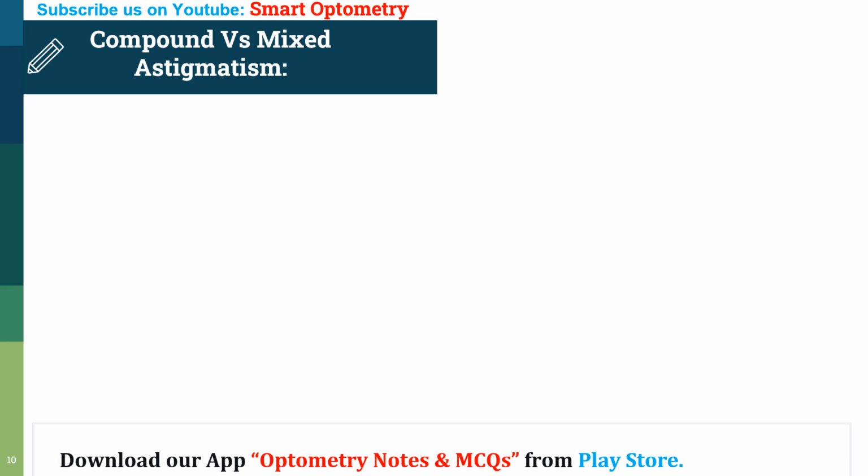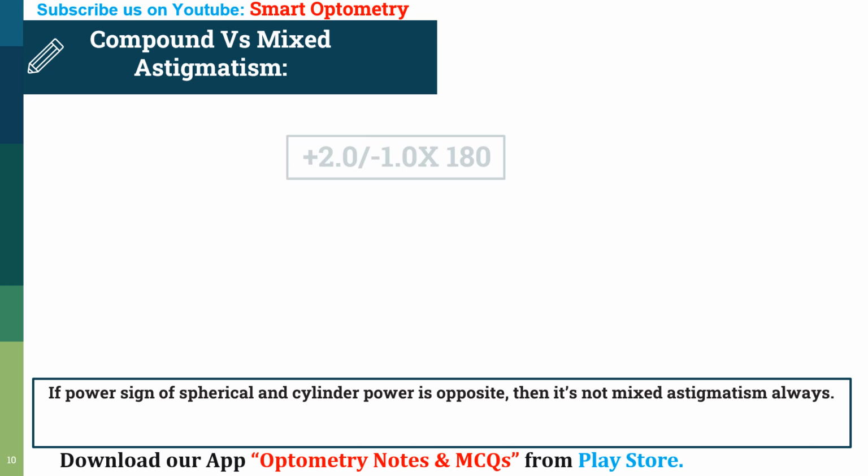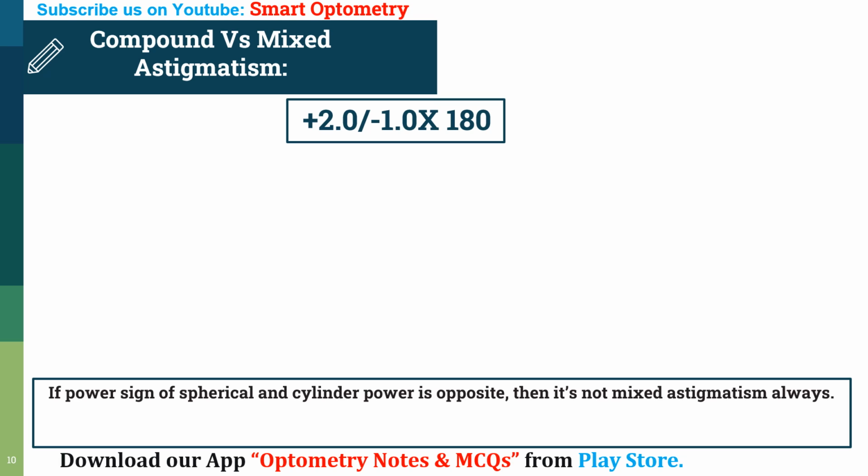Most students get confused between compound astigmatism and mixed astigmatism if the power sign of spherical power and cylindrical power is different. Like if spherical power is plus and cylindrical power is minus, or spherical power is minus and cylindrical power is plus. They think that the power sign is opposite, so it will be mixed astigmatism, but it's not the case.